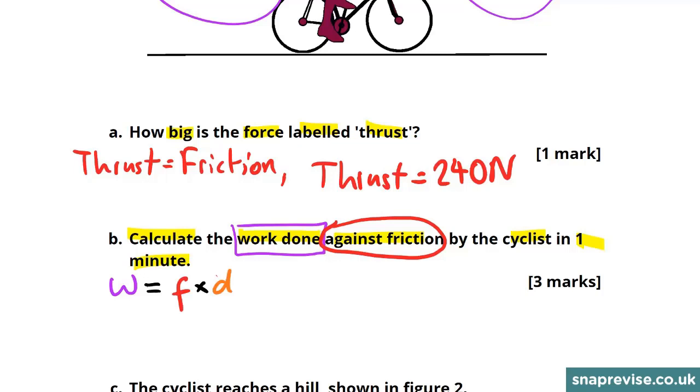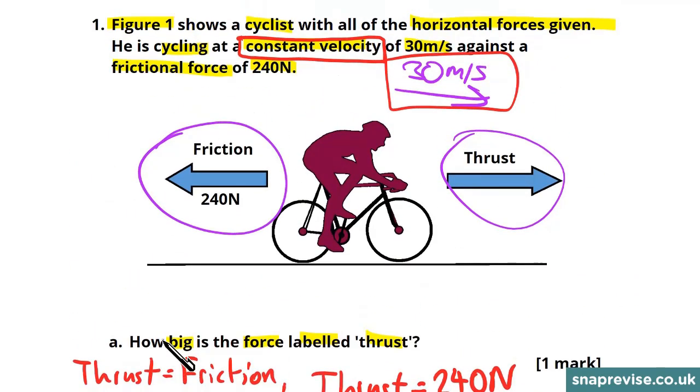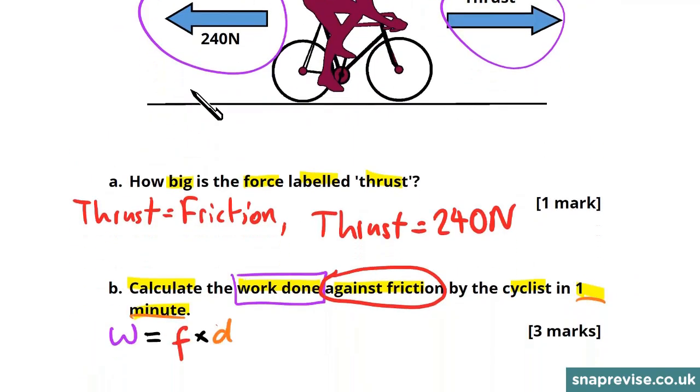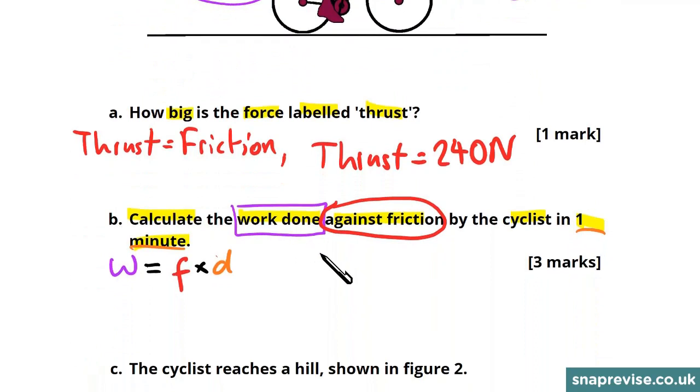Now we don't know the distance travelled, but we do know the time travelled. The cyclist has travelled for 1 minute, and we have also been told the speed of the cyclist. So we can find out this distance using a separate formula. We use the fact that distance is equal to speed times time. Now the time we've been given at the moment is 1 minute. But we need our time to be in the correct units of seconds. So we need to remember that 1 minute is equal to 60 seconds.